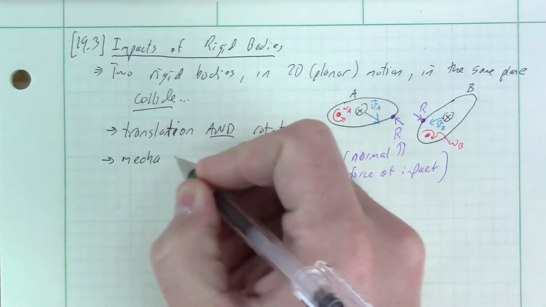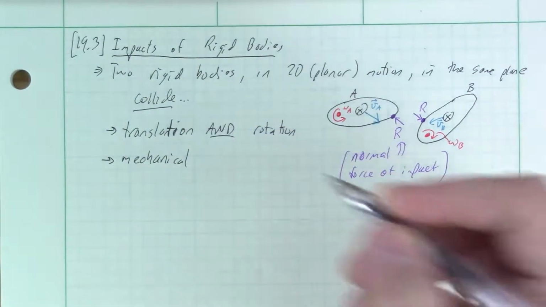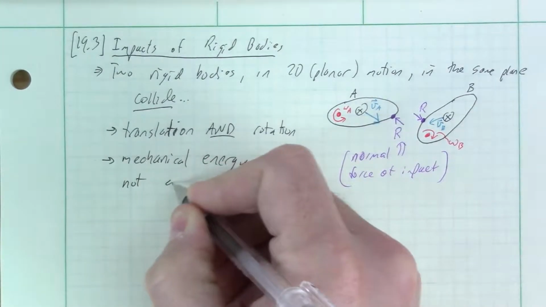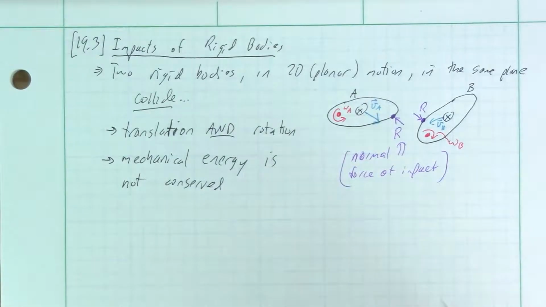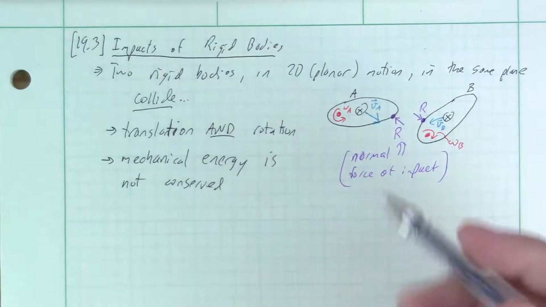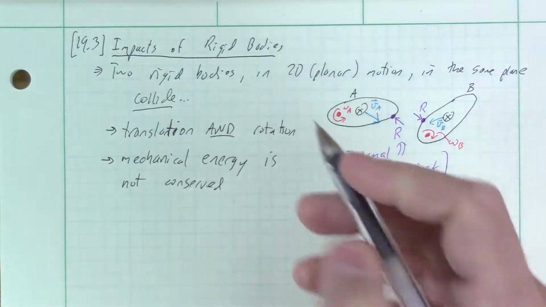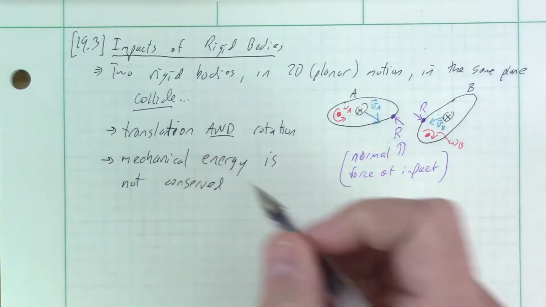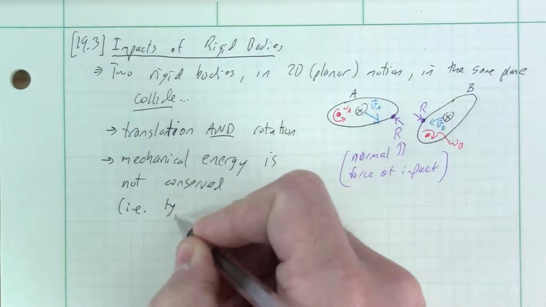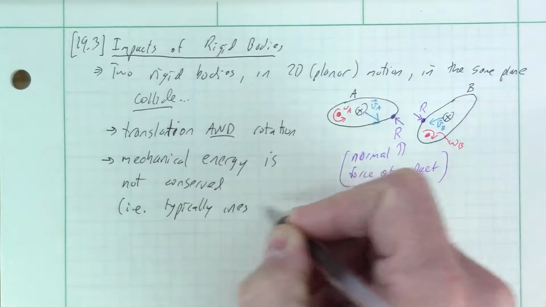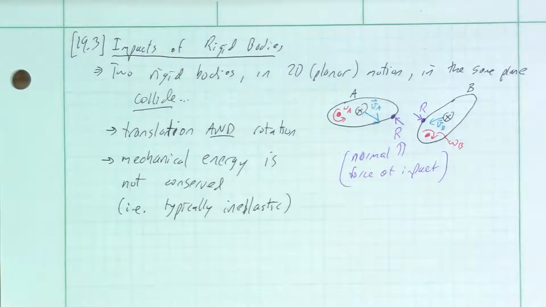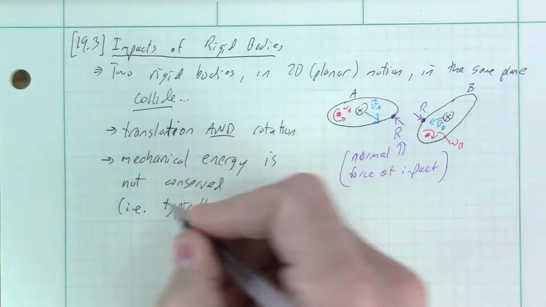Because we're talking about a collision and these are real bodies, mechanical energy, our kinetic energy combined with potential energy, is not conserved in this process. So we can't use work-energy during the collision. As soon as the collision is over, you can go back to work-energy, and right before the collision you can too, but in that instant during the collision, as they're making contact, mechanical energy is not conserved. Typically it's also an inelastic collision, so kinetic energy is also not conserved. But definitely mechanical energy is not conserved.